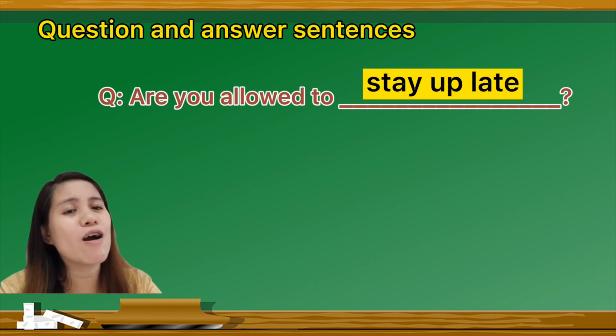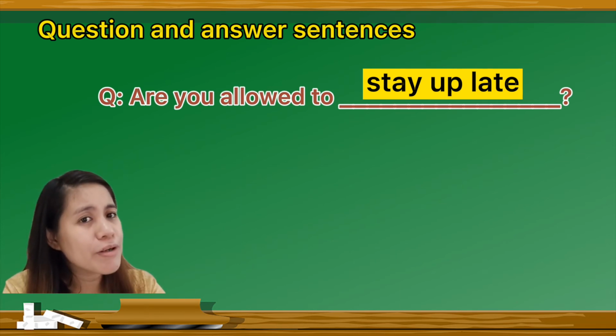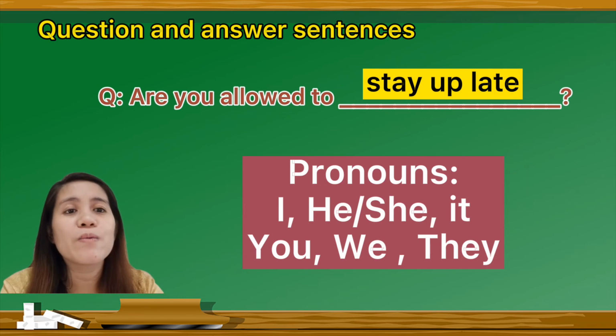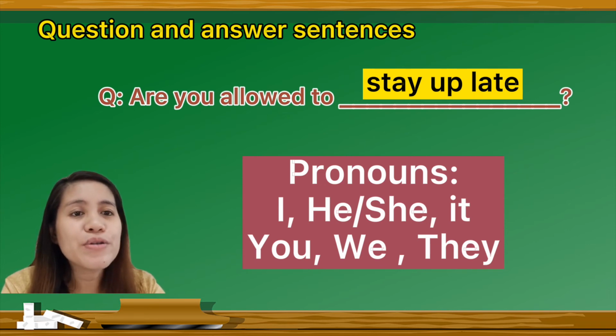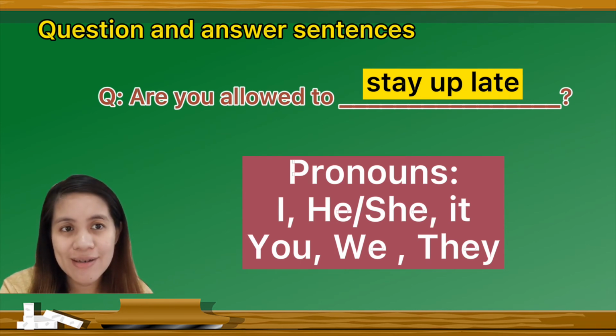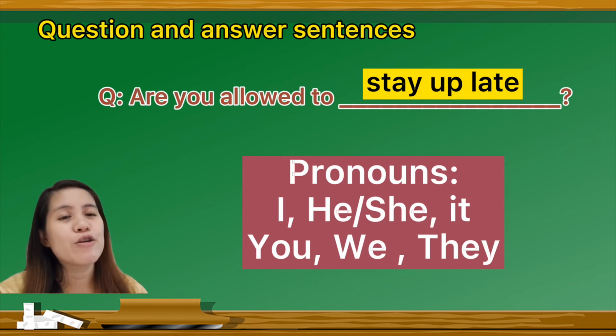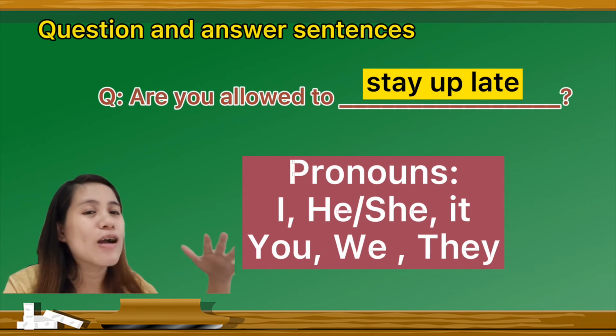So these are really easy. Remember the pronouns I, he, she, it, you, we, they. Using these pronouns, we can answer yes and no. So we can answer using yes and no plus the pronoun, and also the vocabulary words and phrases that we have. It's really easy, right?